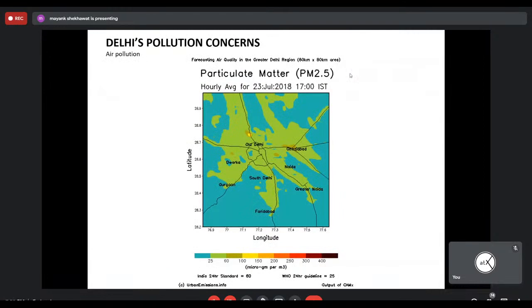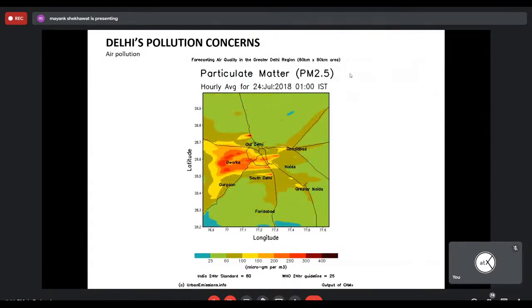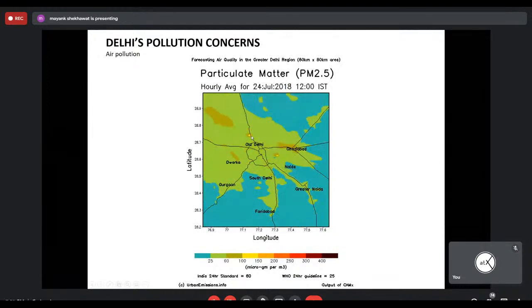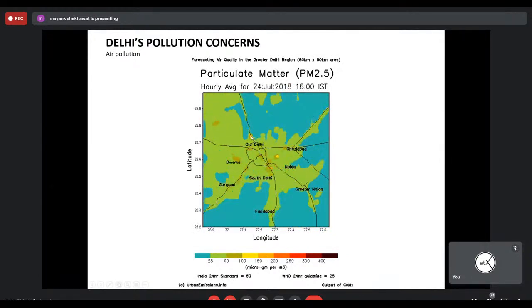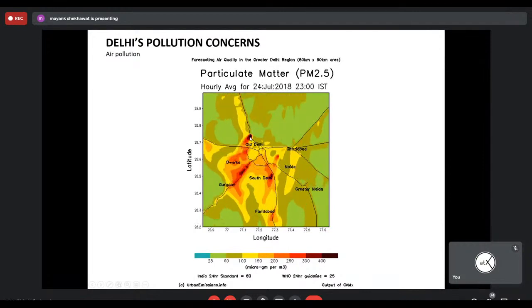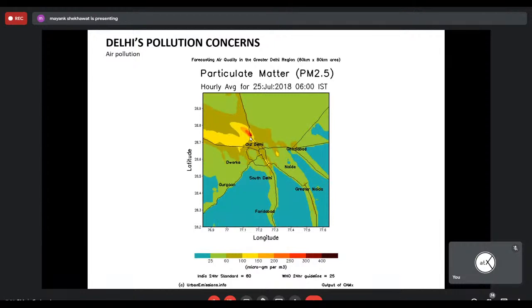Oh, and I have a beautiful thing to show you about the fire. Now, this is a GIF that shows the hourly average of particulate matter in the city. And if you see, that's where the Bhalswa landfill is, right there on top, and you'll see there's always a yellow or a red or a dark brown color there, because there are constant fires. So we can clearly see the high levels of pollution around the site throughout the day.